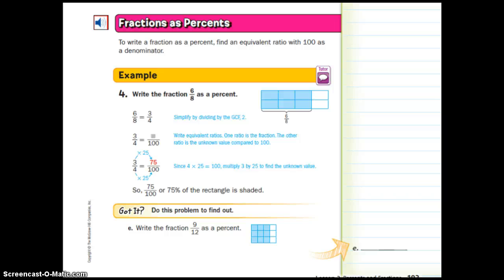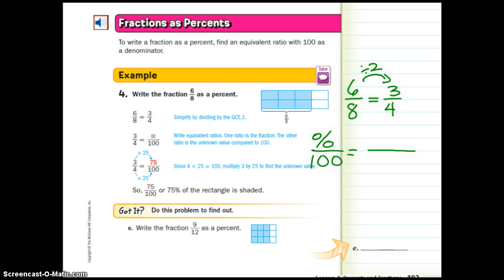So now we want to take fractions and get them up to percents. So we need to take the fraction 6/8 and see if we can get it up to 100. Well, the first thing I'm going to do is see if I can simplify it. In this case, I know it's divisible by 2. So that's 3/4. So I always write my proportions for percents with my percent on the left-hand side.